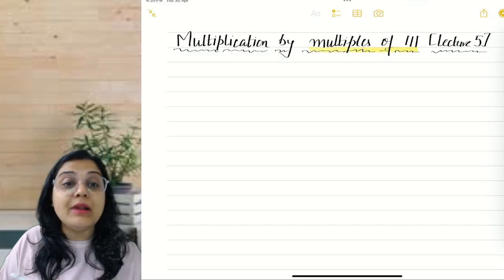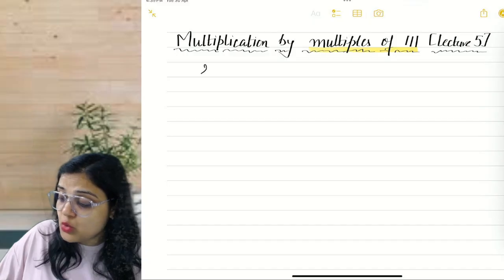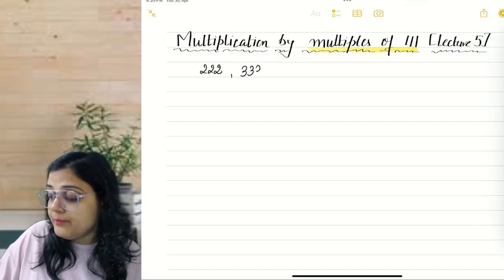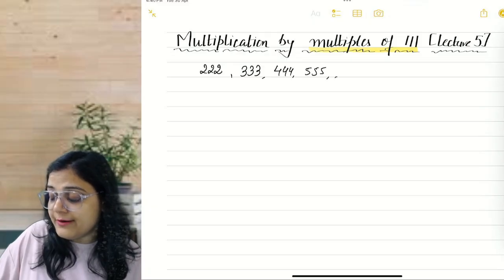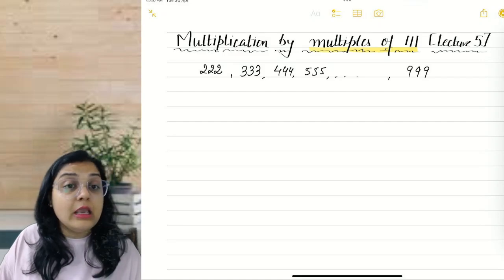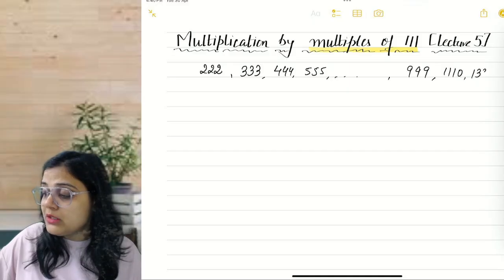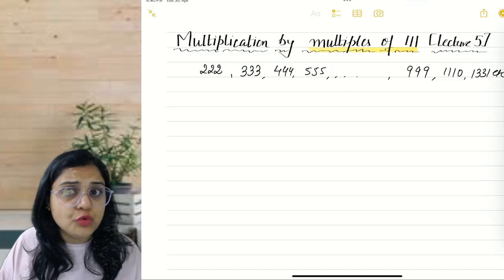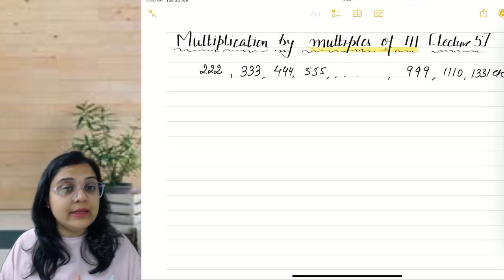So when I say multiple of triple one, what all comes to my mind? It's 222, right? Then 333, then 444, then 555 and so on. I will go till 999. If you want, you can go further, 1110, 1331 and so on. That's up to you. If you wish to go further, you can go. Alright, but we'll do it till 999.